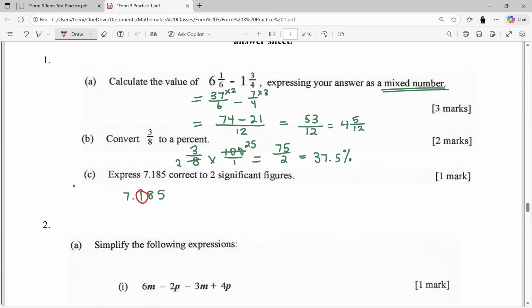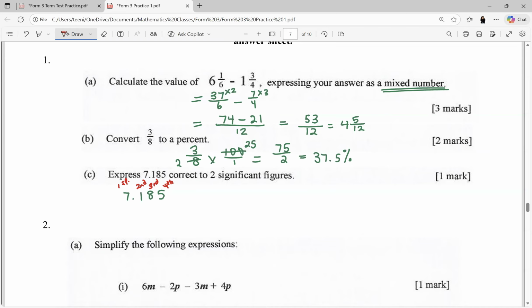With significant figures, you start counting from the first non-zero digit in the number. So in 7.185, the first non-zero digit is 7. So this would be your first significant figure. Once you've identified your first significant figure, everyone after would be the second, third, fourth, consecutively. So your second significant figure here is 1. The third one will be 8. And the fourth one is 5.